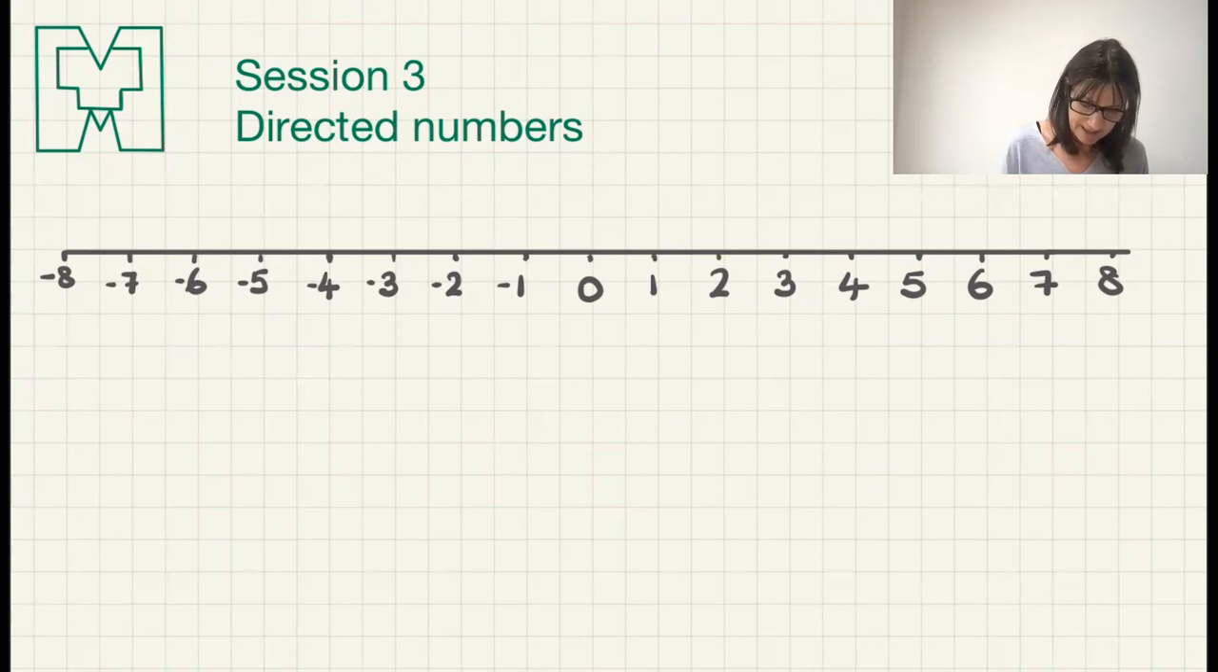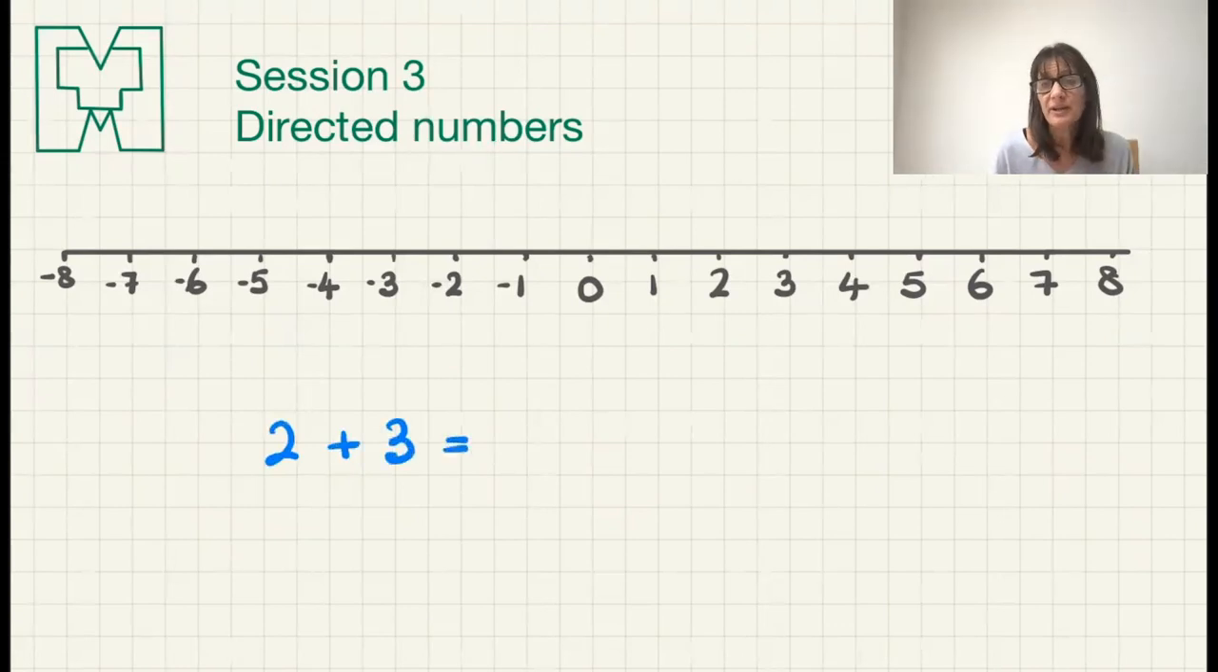So this is what I mean by that. If I gave you 2 plus 3, you know the answer to that. You don't need a number line. You know the answer is 5.